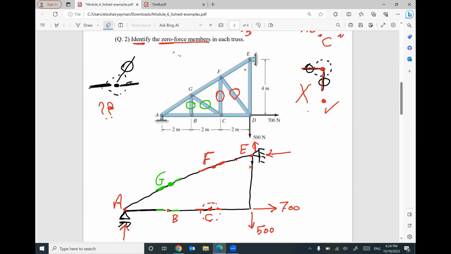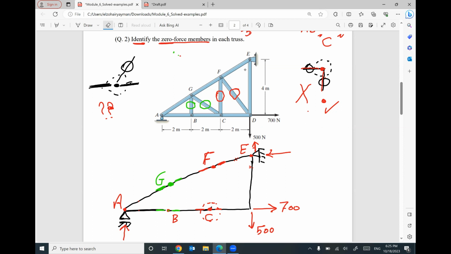That's it. You don't need to write anything. You don't need to explain anything. Just circle the 0 force members. I have 4 members: BG, CG, CF, DF. That's it. Any question about this problem?